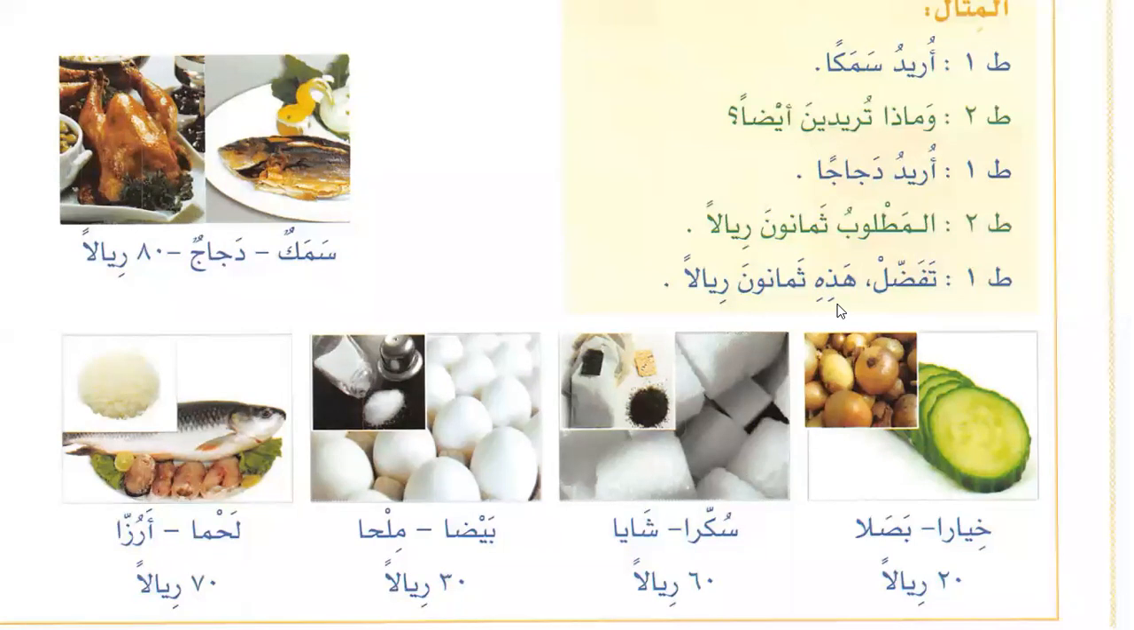Uridu khiyaran. I want cucumber. وماذا تريدين أيضا؟ And what else do you want? أريد بصلاً. I want onion. المطلوب 20 ريال. 20 riyals. تفضل هذه 20 ريال. Please take, here are 20 riyals.